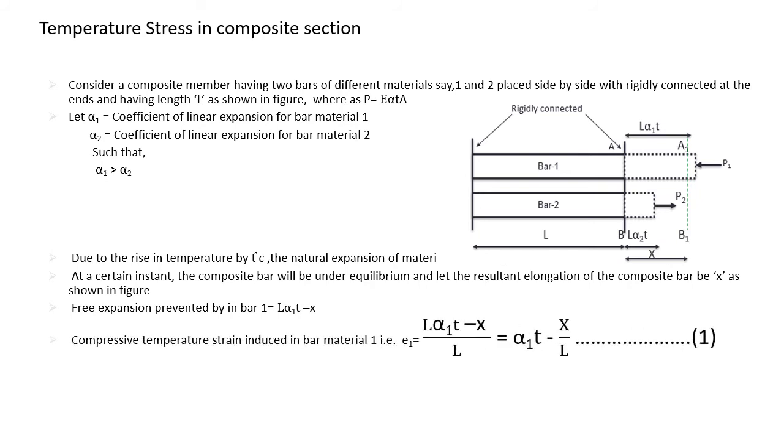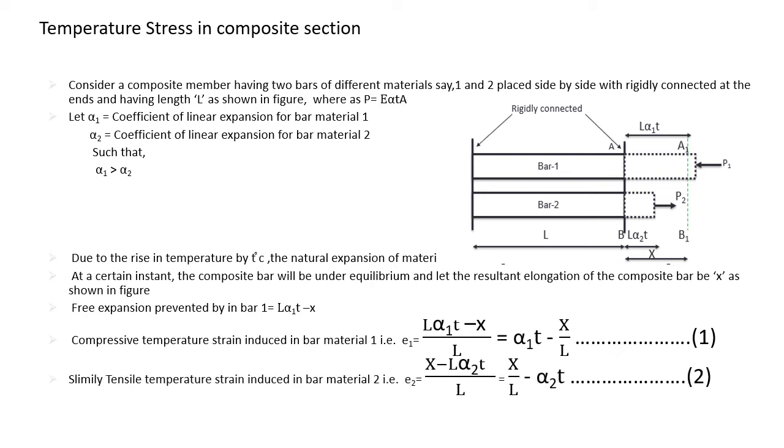Compressive temperature strain induced in bar material 1, that is E1, is equal to L alpha 1 T minus x divided by L. By solving this equation we get alpha 1 T minus x by L. Give it equation number 1. Then tensile temperature strain induced in bar material 2, that is E2, is equal to x minus L alpha 2 T divided by L. By solving we get x by L minus alpha 2 T. Give it equation number 2.